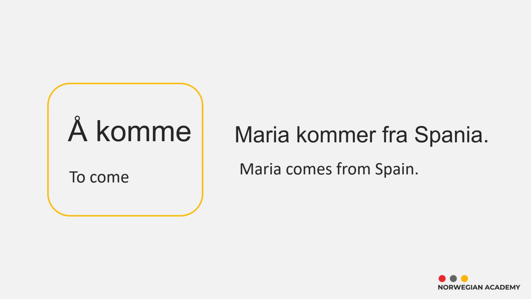As you have noticed, the ending "er" is the same, no matter who we are talking about. I, you, we, they, Maria, Peter. The ending does not change. This rule applies to most of the verbs in Norwegian, but there are of course some exceptions.